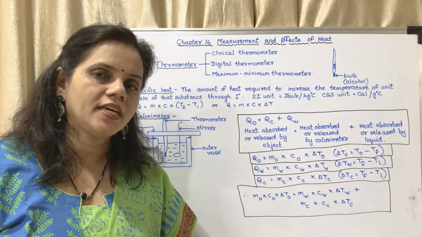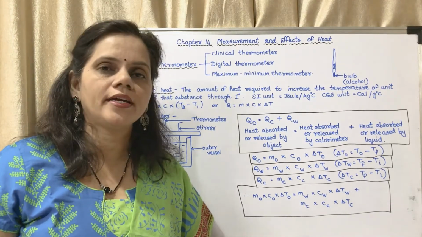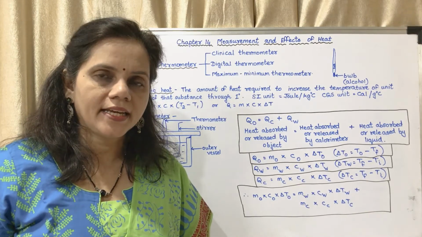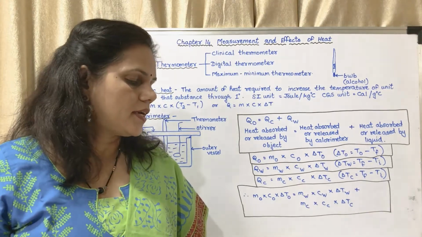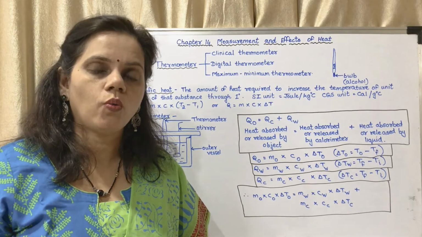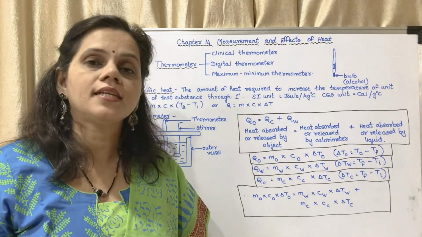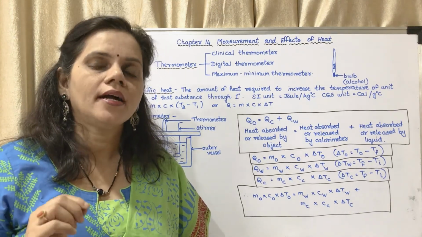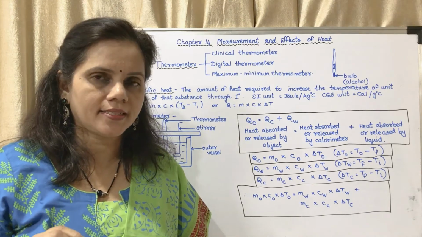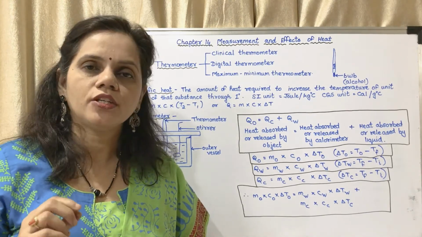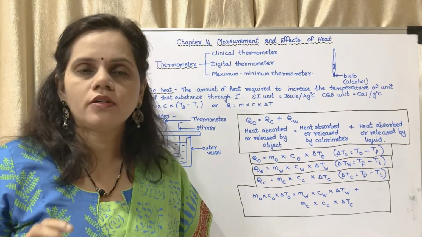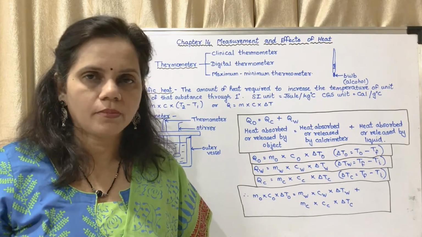What is the specific heat of copper? It is 0.09, generally taken as 0.1, and the specific heat of water is 1. The unit is calories per gram degree Celsius. Whenever you write the answer, the unit is important. If you don't write the units, you won't get marks.